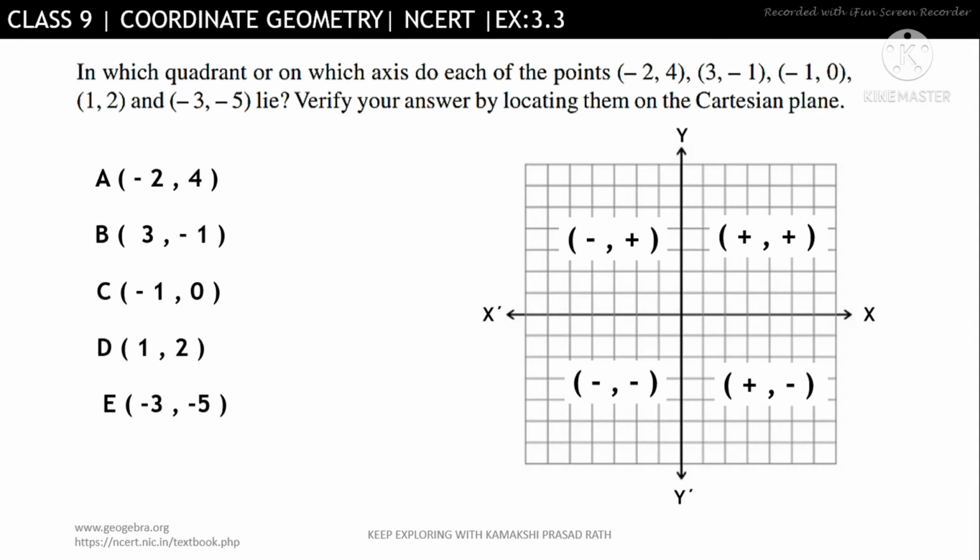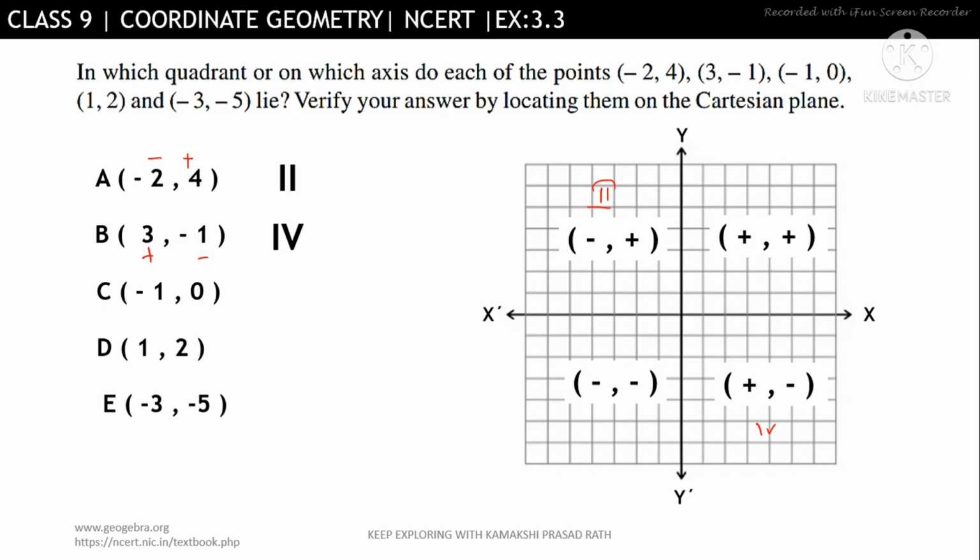Now, A is (-2, 4). So negative, then a positive. Negative and positive comes in the second quadrant, as you can see here. So we can say the point A will lie in the second quadrant. Similarly, the second one, (3, -1). One positive, one negative. Positive and negative is in the fourth quadrant. So point B will be in the fourth quadrant.